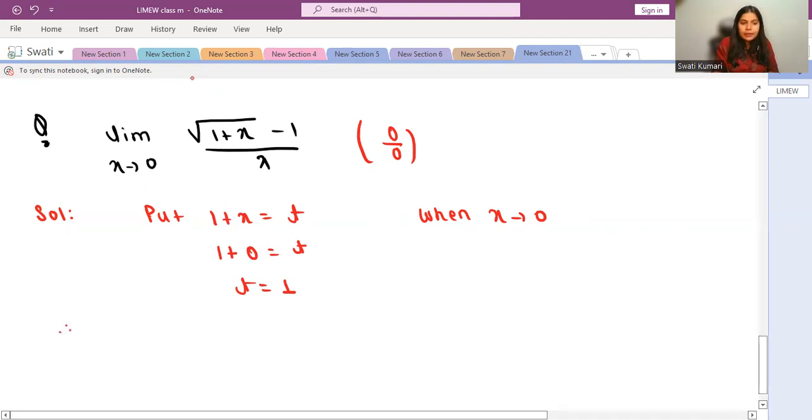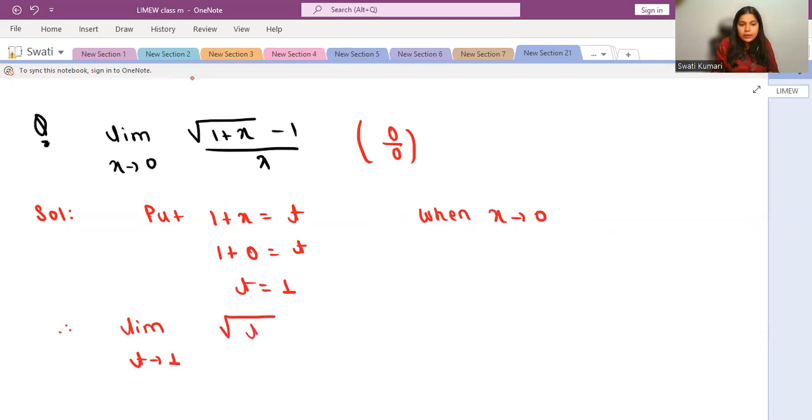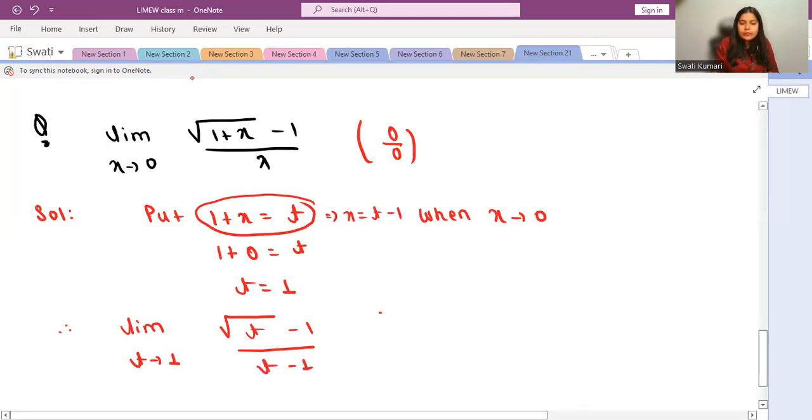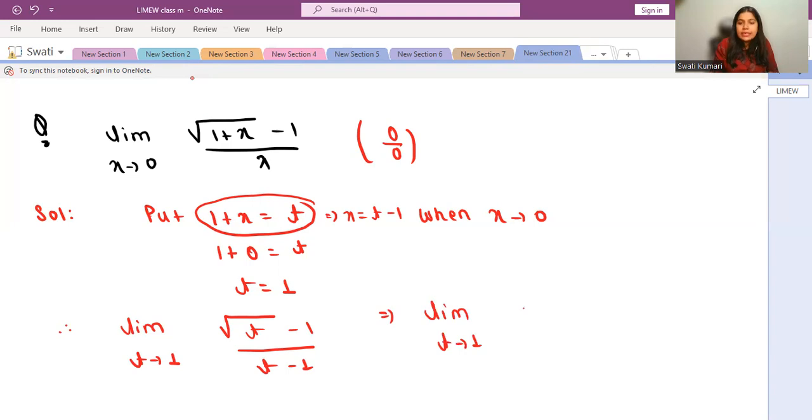So this will basically become limit t tends to 1, root over 1 plus x we have taken as t, so t minus 1 upon x, right? So from this, what is the value of x? x will become t minus 1. So we can write this as t minus 1. Now we can write this as limit t tends to 1, root over t is the same as t raised to half. And can you notice that 1 we can also write as 1 raised to half, correct? Because 1 raised to half is the same as 1 only. So even if you write anything on the power of 2, it is going to be 1 only, upon t minus 1.